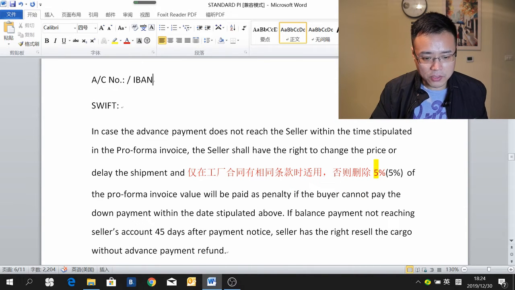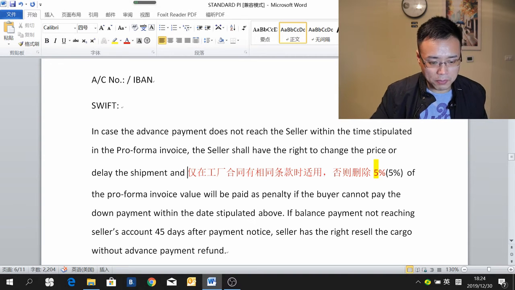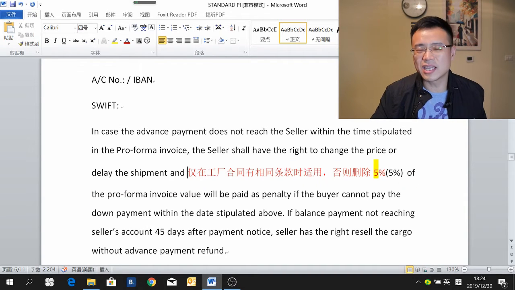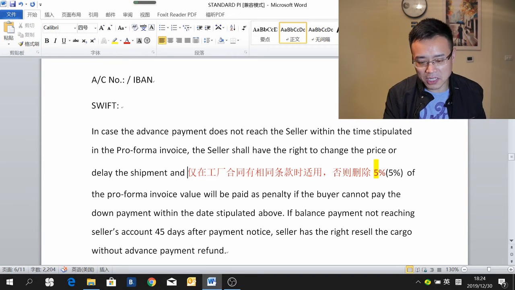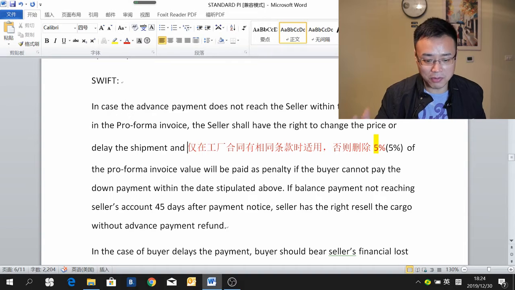In case the advance payment doesn't reach the seller within the time stipulated in the pro forma invoice, the seller shall have the right to change the price or delay the shipment. And 5% of the pro forma invoice value will be paid as penalty, only in case you have similar terms from your supplier. Otherwise, I don't suggest you put such terms because nobody likes it. It's going to be a problem for your clients to accept it.